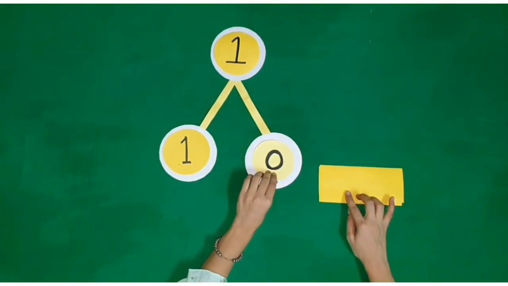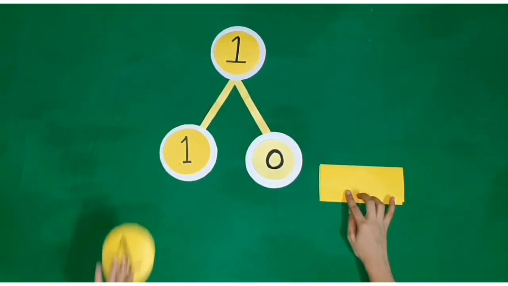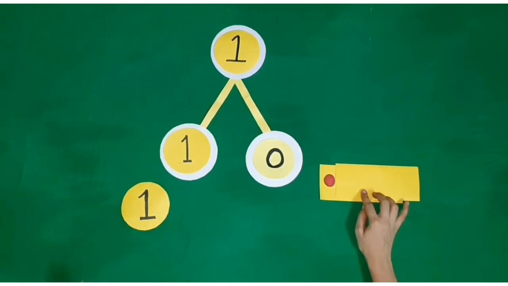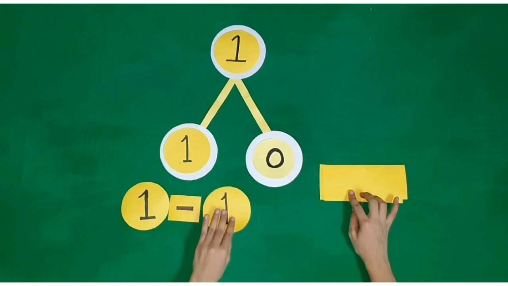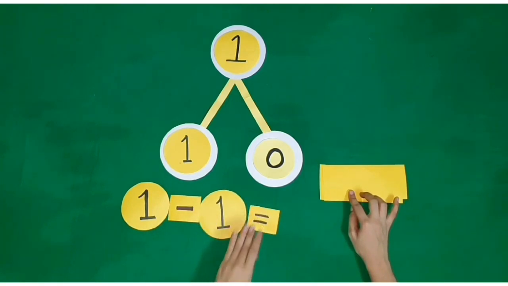Dot left behind is 0. 1 dot minus 1 dot is equal to 0.